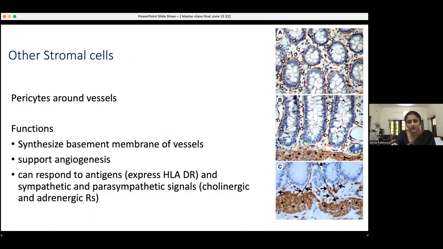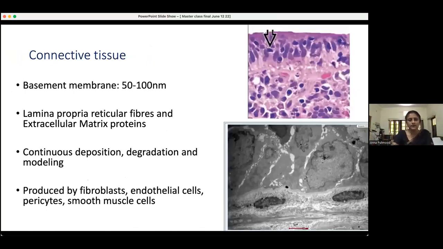Other stromal cells are the fibroblasts around blood vessels. They are called pericytes, and they synthesize a basal membrane there and support new vessel formation when required. They also respond to various antigens and hormones.